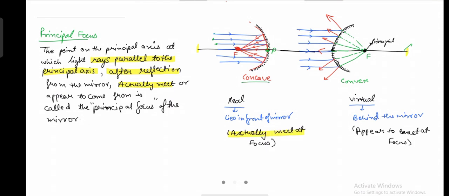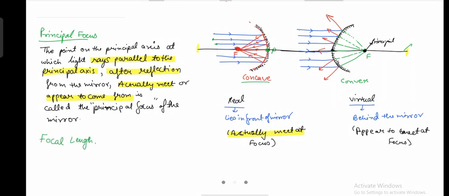Or appear to come from: which case is 'appear to come from'? This convex one is the 'appear to come from' case, because here it is an imaginary focus, and all of these lines coming to the focus are also imaginary. Actually this is diverging. This point is called the principal focus of the mirror. Now you can read the definition once again, and I hope you will get this point.